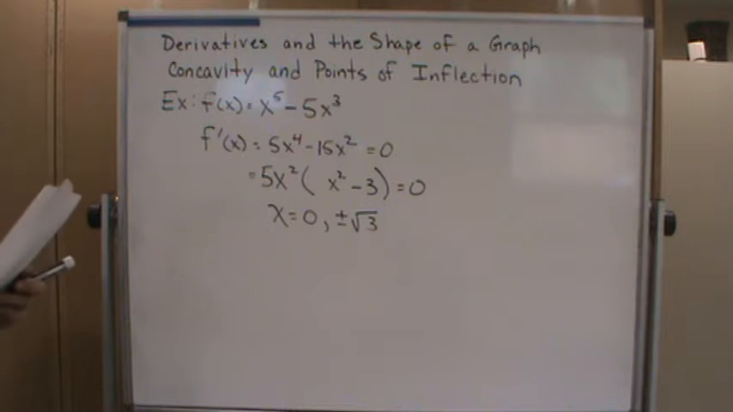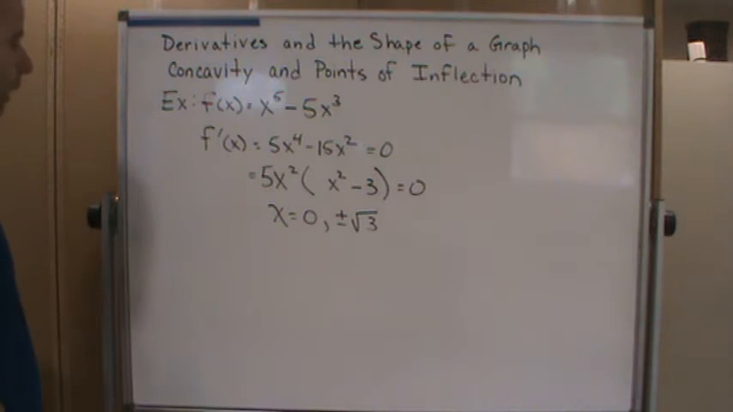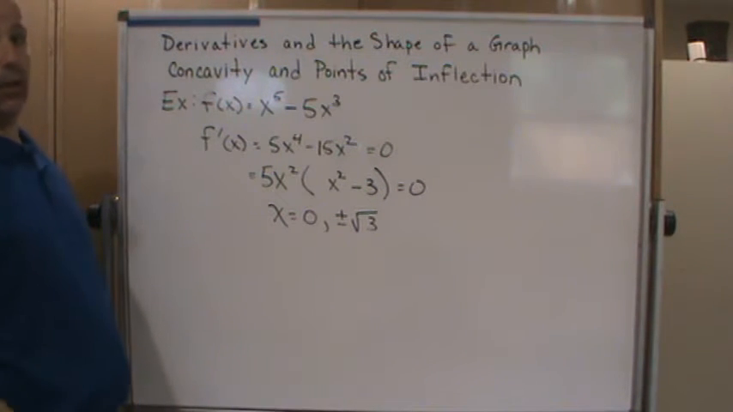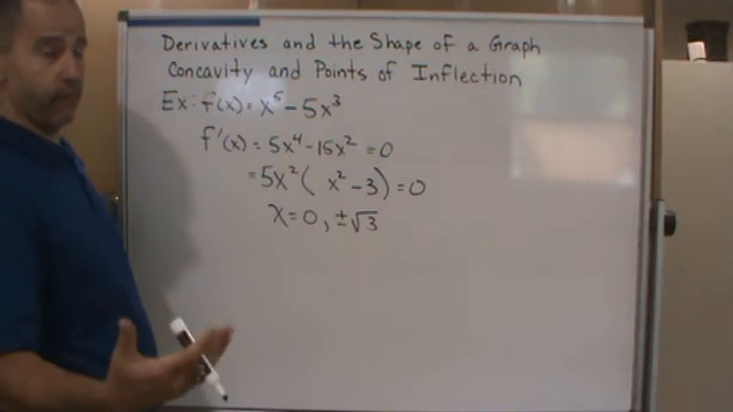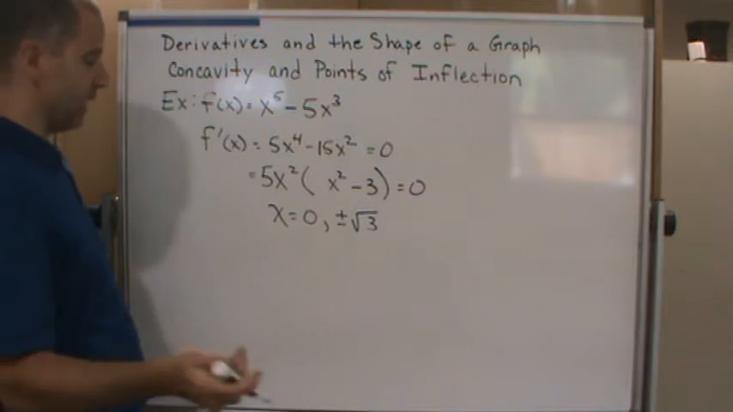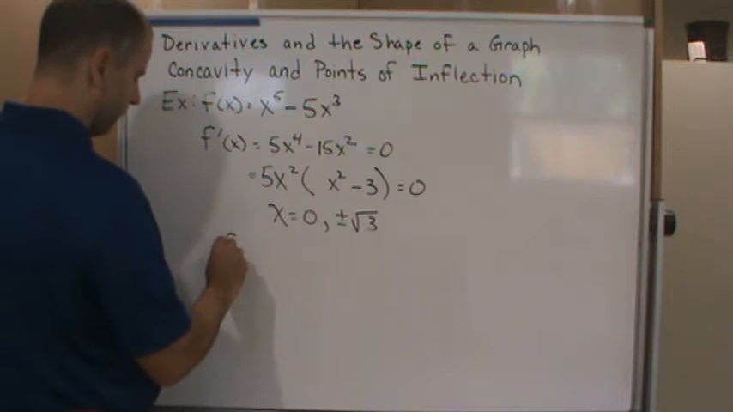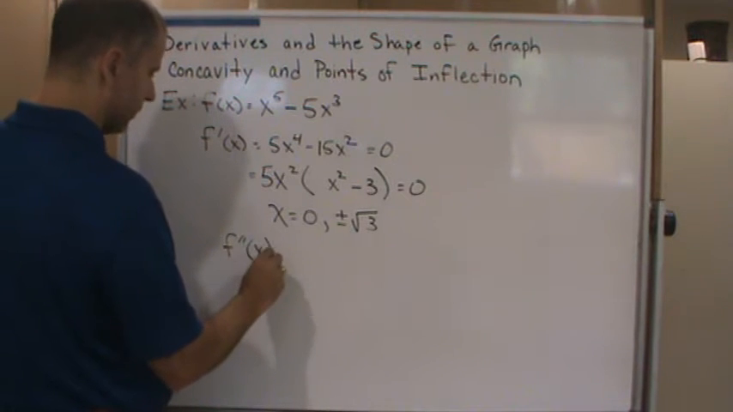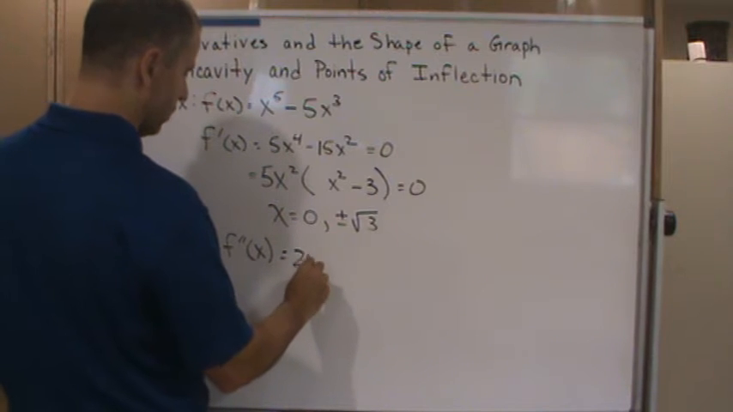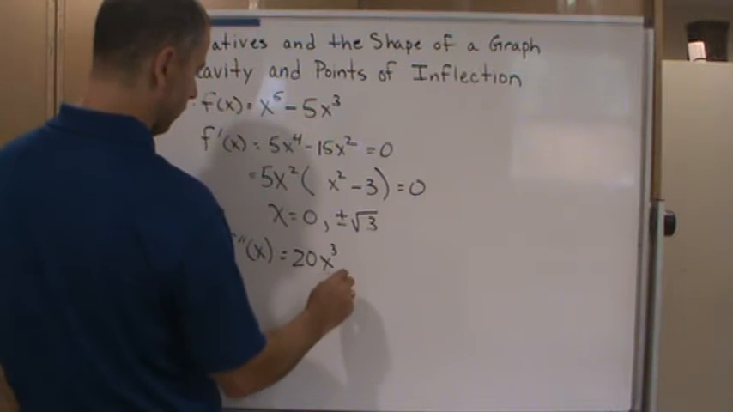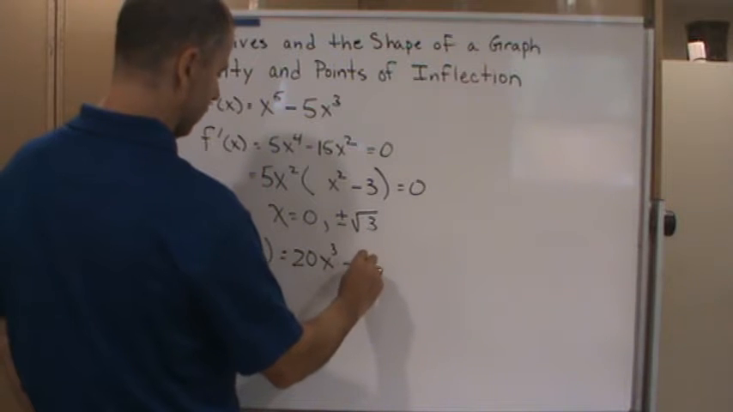So now what we're going to do is use the second derivative test. And now again, we're interested in really whether it's negative or positive. We're not really interested in the value of the second derivative, just whether it's negative, positive, or 0. So let's find the second derivative of f(x), and so the second derivative is going to be 20x to the third minus 30x.